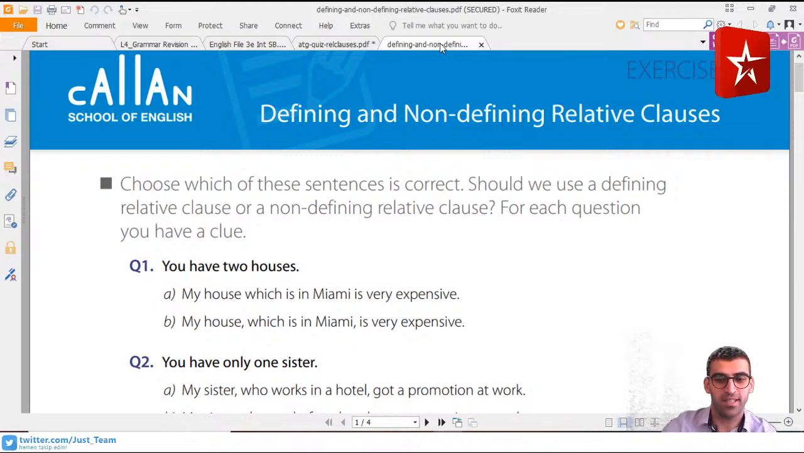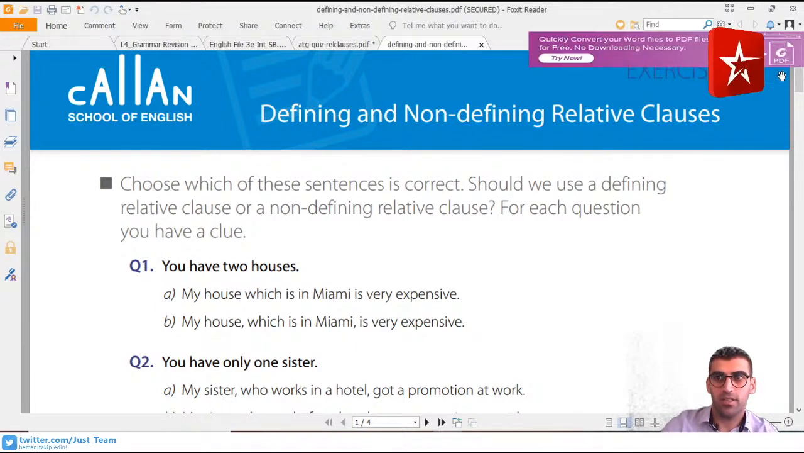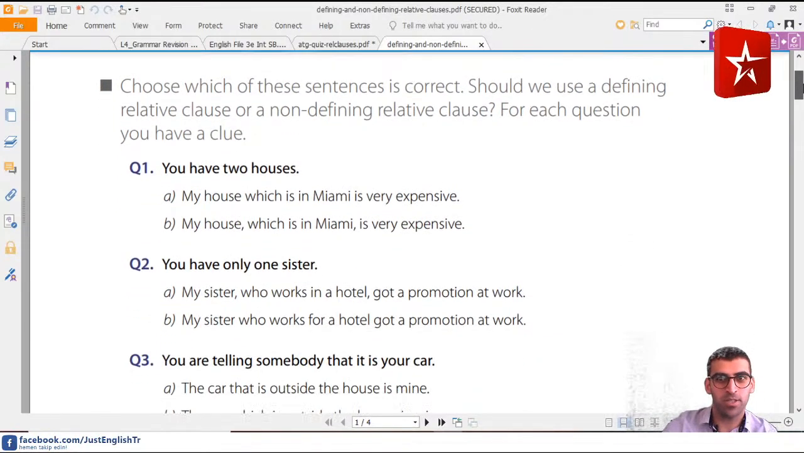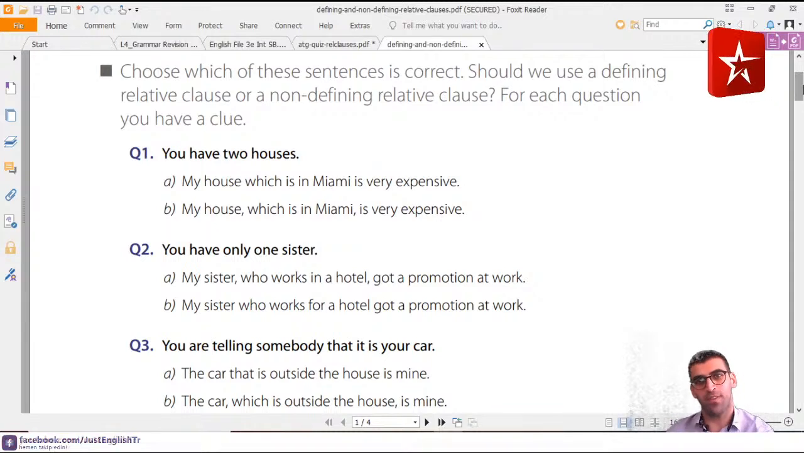Defining and non-defining. Yes. Mr. Nejat, are you ready to challenge yourself? Choose which of these sentences is correct. Should we use a defining relative clause or a non-defining relative clause? For each question, you have a clue. Question number 1. But before starting, I should read the example. Paris, where I've lived for 2 years, is a beautiful city. Yes, that is a non-defining relative clause. Paris, where I lived for 2 years, is a beautiful city. Great.